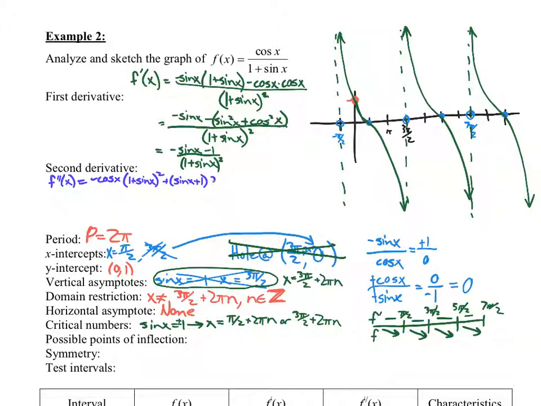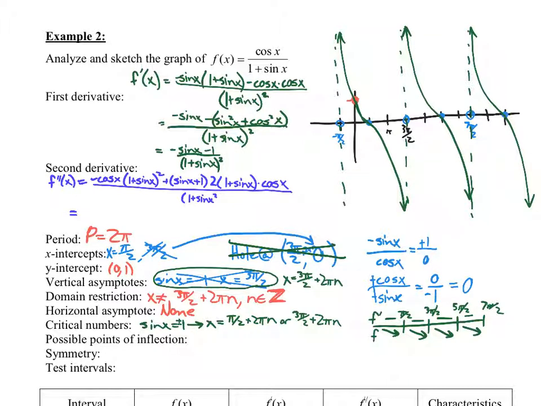So this is going to be 2 times (1 plus sine x) to the first times cosine x, the derivative of the inside. Alright, so now what I'm going to do is actually factor, and you can see here, all over (1 plus sine x) squared. Alright, so now I'm going to factor.